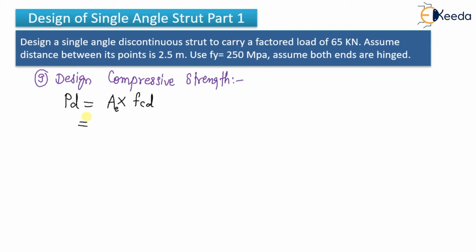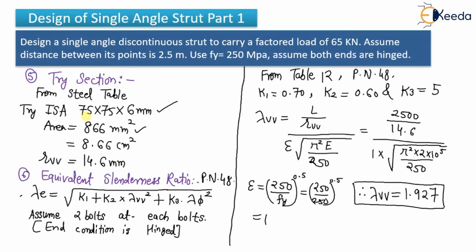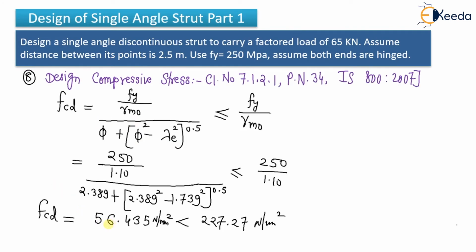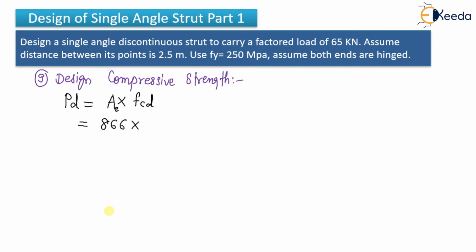So what area have you assumed, let me go back to that step. What is the area that we have taken? We have to take this area, the trial section. It is 866 mm square, so I will be using that area only, 866. And fcd value we have calculated just in the previous step, it is 56.435. So I'll put 56.435. After the calculations, it will be 48.87 kilonewton. Now the problem is it is less than Pu. So it is not safe.